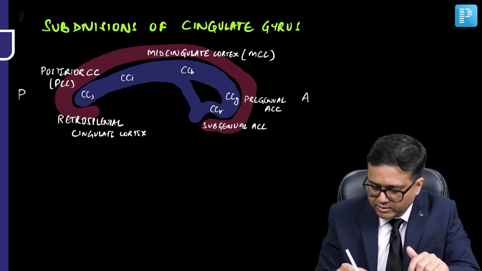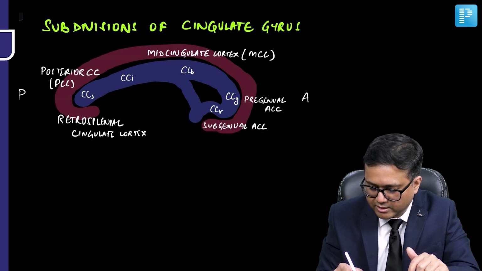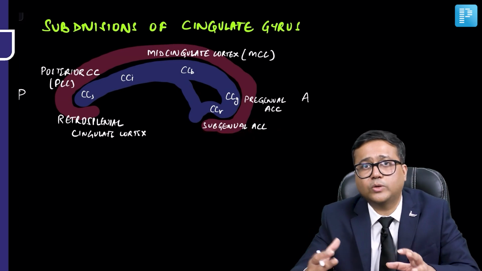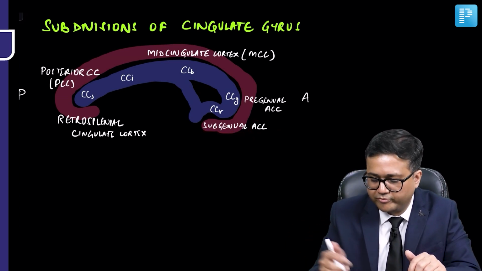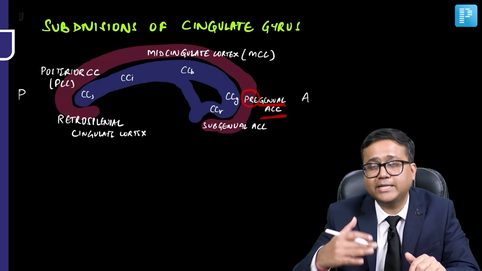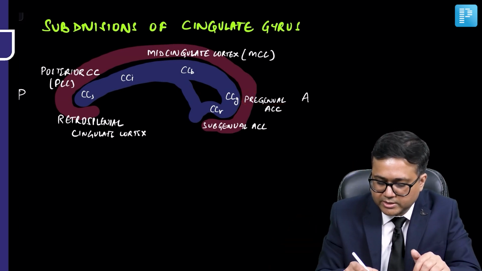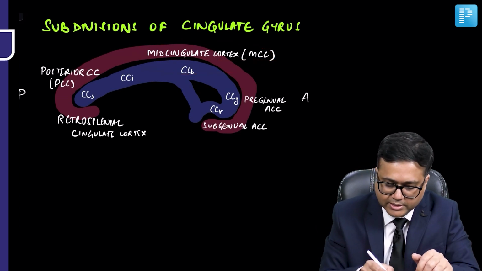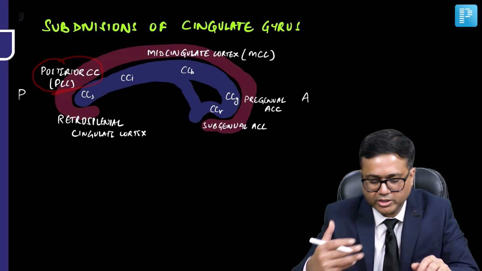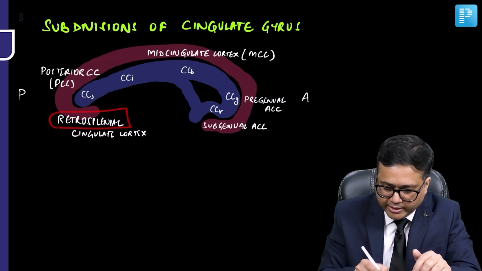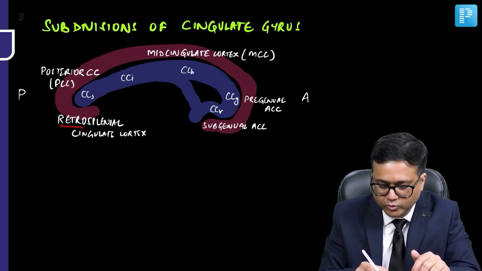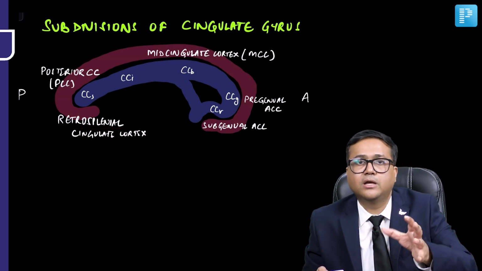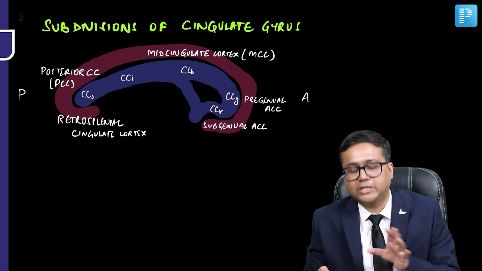Now, in this, if you see, this area is below the genu, so it is known as subgenual ACC. ACC is anterior cingulate cortex. Then this is before, so this is pregenual ACC, anterior cingulate cortex. Now this is the mid cingulate cortex, in the middle part and near the body. Then this is posterior CC, that is posterior cingulate cortex, and this area, it is behind the splenium, so this is retrosplenial cingulate cortex. So these are the important cingulate cortex areas, and you can understand their names by the relation with the corpus callosum.